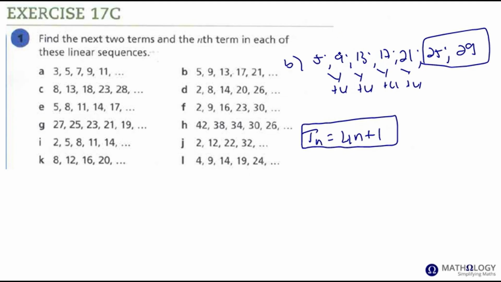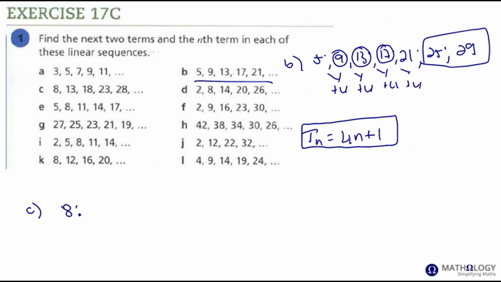When n equals 2, we should get 9. When n equals 2, 4 times 2 is 8. 8 plus 1 is 9. When n equals 3, we should get 13. 4 times 3 is 12. 12 plus 1 is 13. When n equals 4, we should get 17. 4 times 4 is 16 plus 1 is 17. So therefore, this is the general term for this sequence.